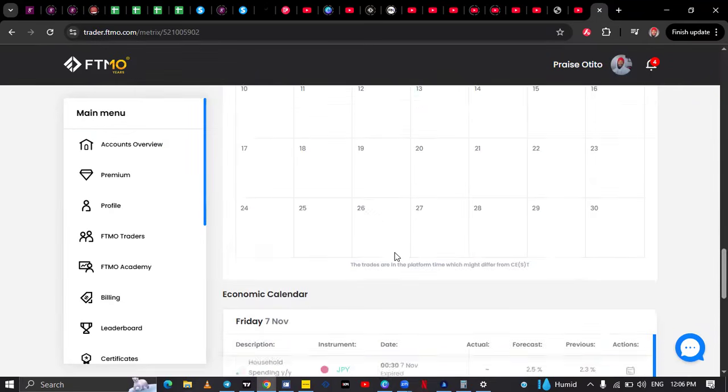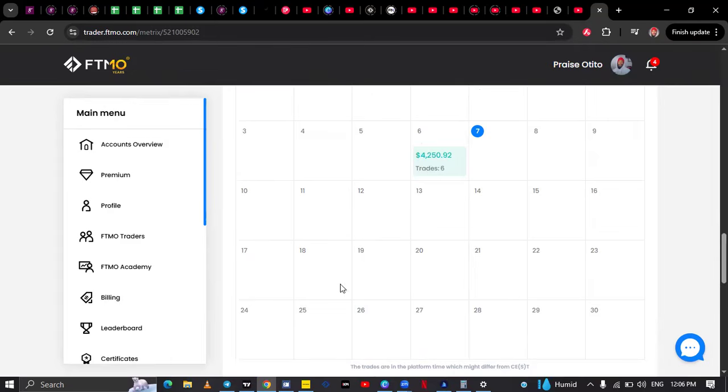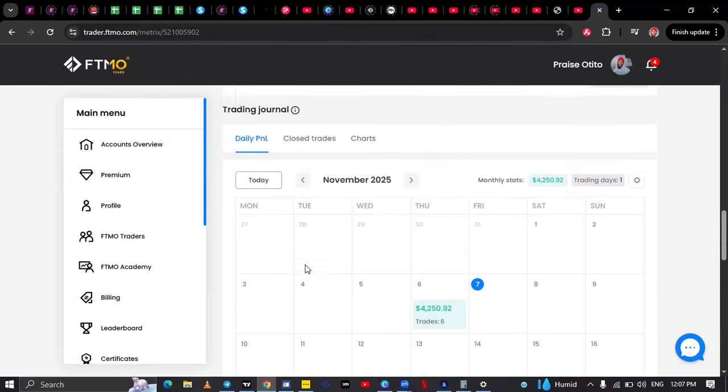So hopefully next week and the rest of the weeks for the month should be good. I hope so. All right. So currently we're up 1% on the account. I'm hoping to get like 5 to 10% this month by the grace of God. So let's see how we end the year and let's see if we can get a payout.